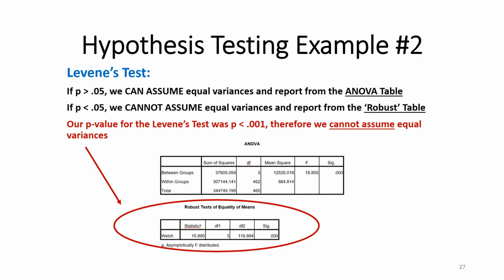In this case, the results of the Levene's test show a p-value that is less than 0.05. So we cannot assume equal variances. Unfortunately, that means we cannot use the ANOVA table and the F statistic there. Instead, what we have to report is the Welch results. But because the Welch behaves very much like an F test, we can go ahead and report the results in a very similar fashion. Let's move on to the next slide.